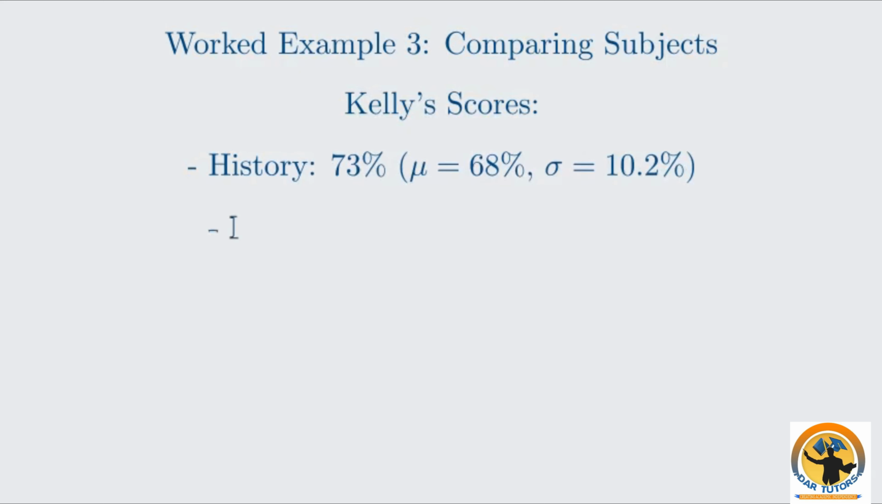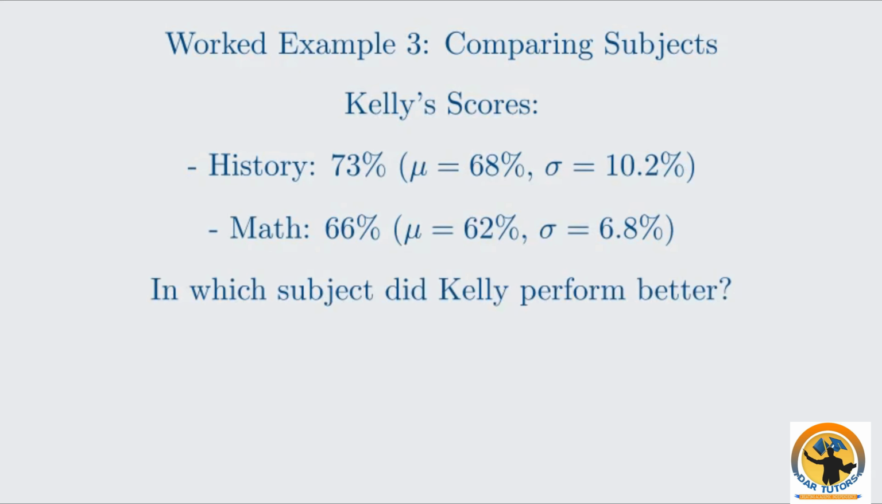A primary application of z-scores is to compare values from different normal distributions. Let's look at an example. Kelly scored 73% in history and 66% in mathematics. At first glance, 73% looks better. However, the class statistics were different. In history, the class mean was 68%, and the standard deviation was 10.2%. In maths, the mean was 62%, and the standard deviation is 6.8%.